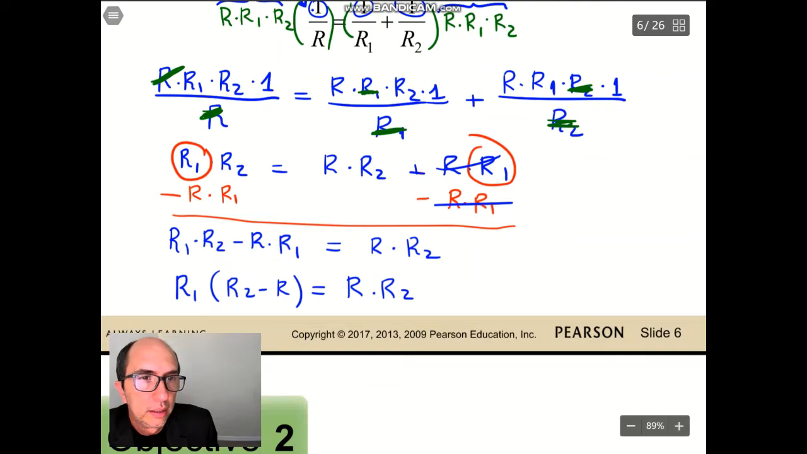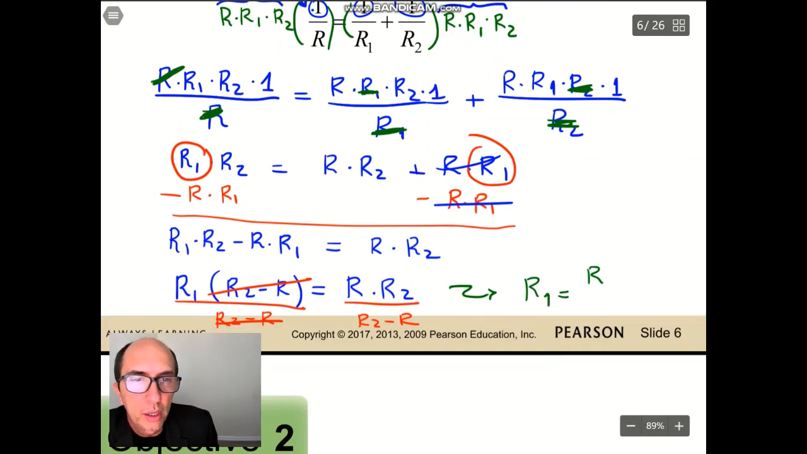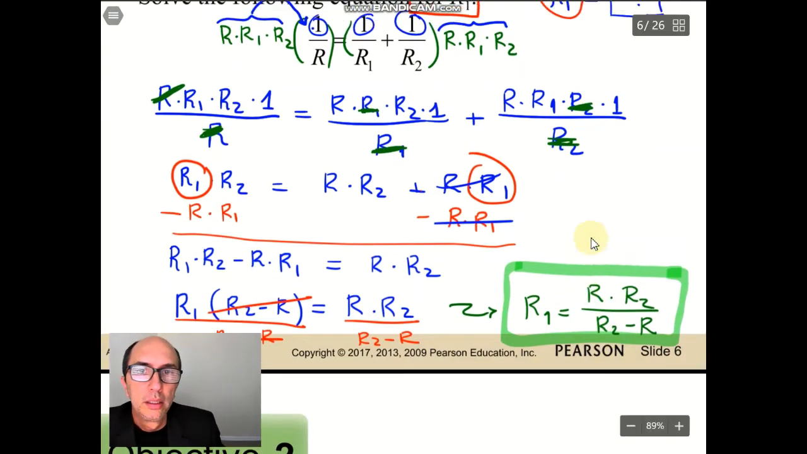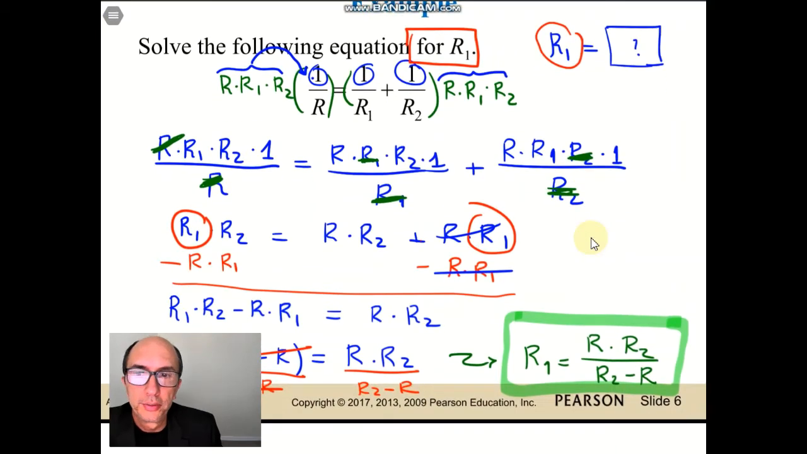And finally apply the multiplication property and divide both sides by R2 minus R, because then we can simplify this one here, and as a result we will have R1 equals R times R2 over R2 minus R. This is the solution for R1 of the given equation.